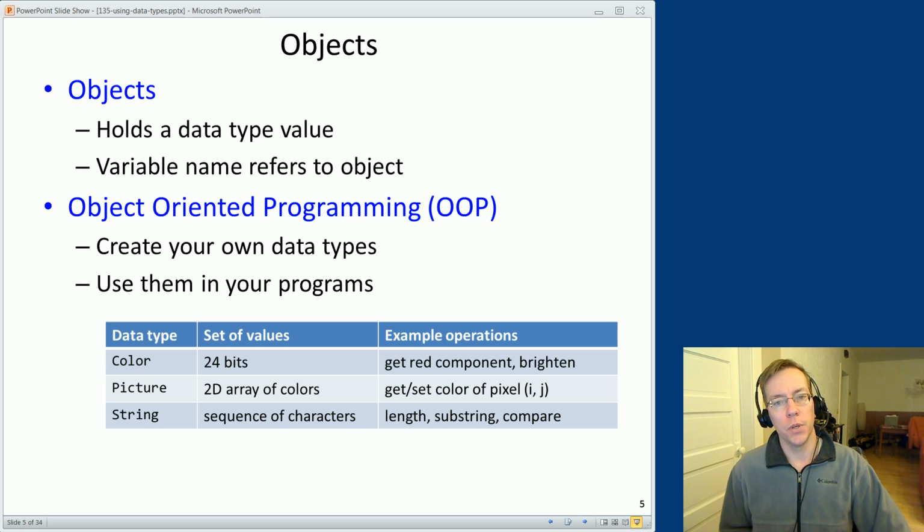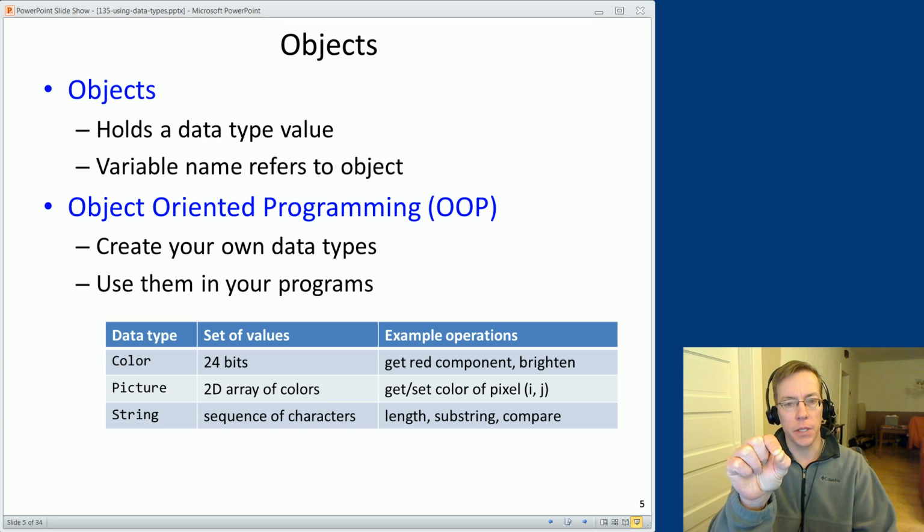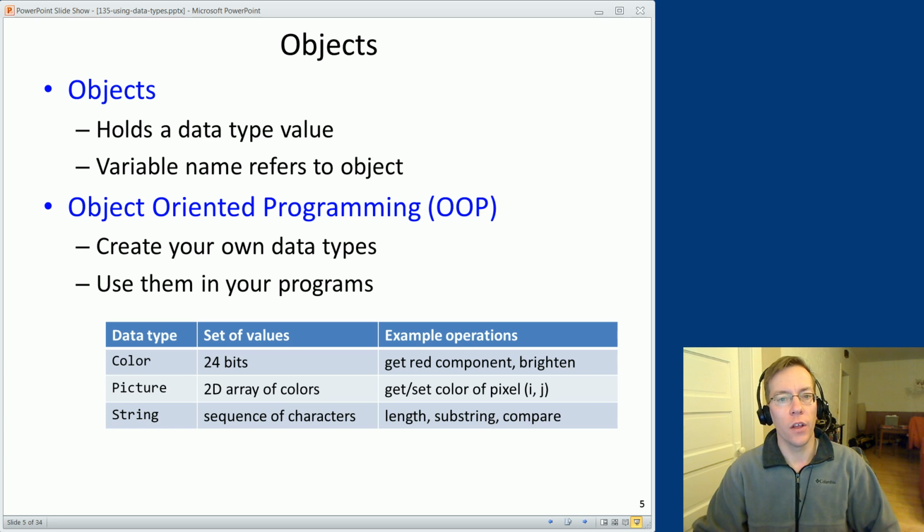The Java toolkit has a built-in color object, and its set of values are 24 bits. It has 8 bits to represent red, 8 bits for green, and 8 bits for blue. Things you can do with the color object: you might be able to get the different color components, or change the color slightly, brighten it, darken it, and so on. A color object could represent a single pixel on your screen. A picture object represents all the pixels in an area. So you could have a 640 by 480 grid of color values, and you might set or get the color at a particular location, or do various things on the picture object.